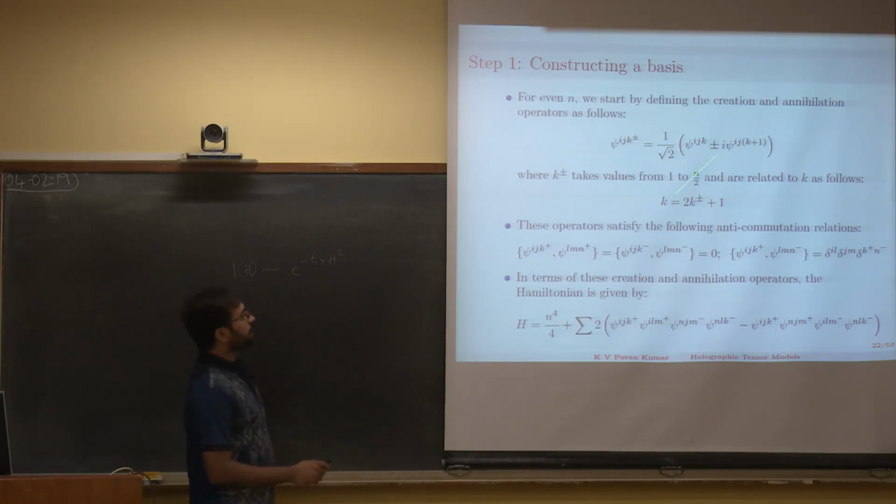From the anti-commutation relations we have previously, these creation and annihilation operators will satisfy these commutation relations, and in terms of these new operators, the Hamiltonian is simply given by this.